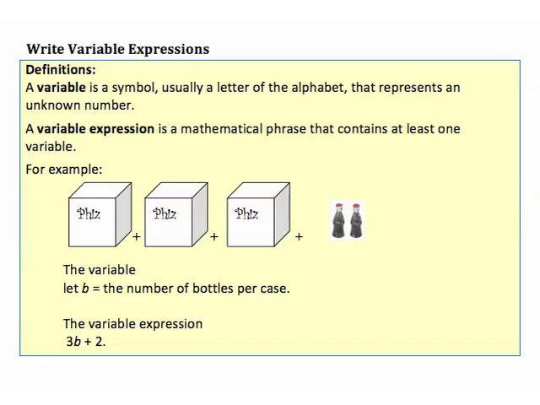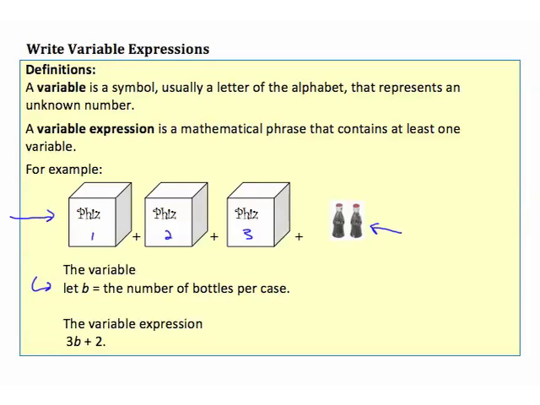For example, let's say we had this much soda. We have 1, 2, 3 cases of soda here, fizz soda, plus we have 2 more bottles on the end. And let's say we don't know how many bottles are in each of these cases. We could use a variable to represent the number of bottles in the case. And the way that we would do that is we would say, let B represent the number of bottles in each of these cases.